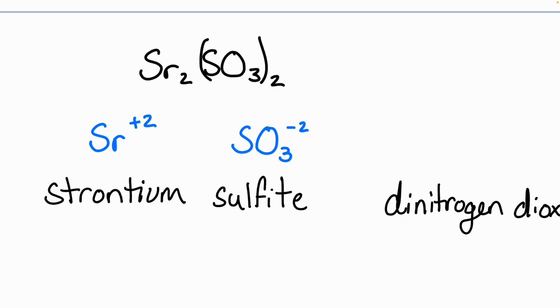No. Remember, what do we got to do for our ionic compounds? We got to fully reduce it, right? So those 2's, those are both the same number, so we're just going to cut that all together, leaving us with just SrSO3. Boom. Final answer.